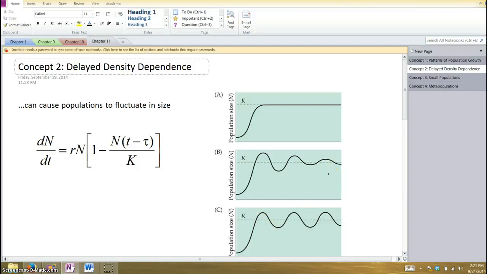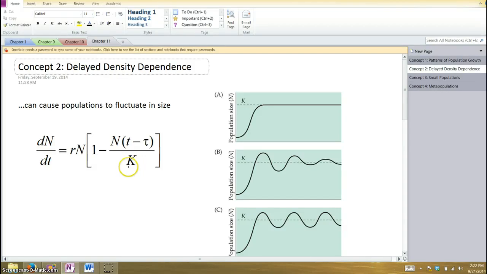This can be explained, I should say, by what's referred to as delayed density dependence. And that is a population can essentially overshoot its carrying capacity because of a delay in the factors that will limit that population. That is, it grows faster than the limiting factors can kick in.